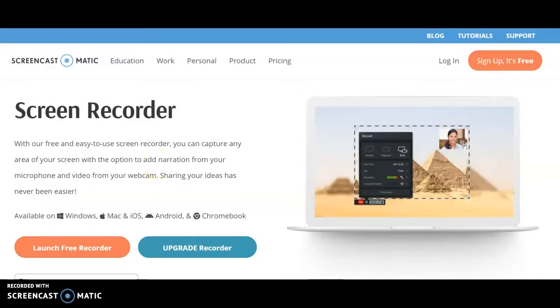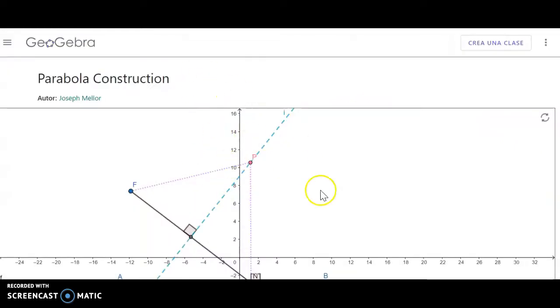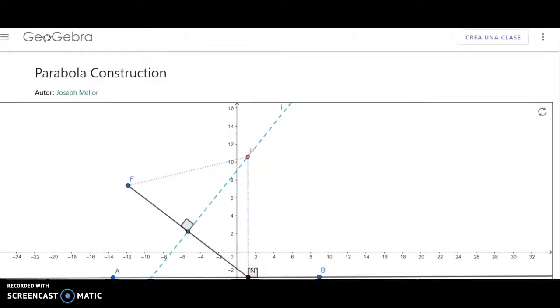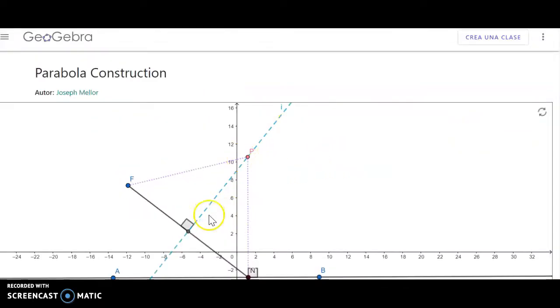Hello guys, you're going to see problem 71. Right, first he says let's go to this website. So we're already in this website, and what we can see first is a triangle with points P, F, and N.